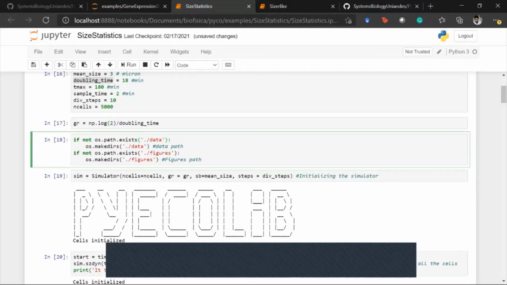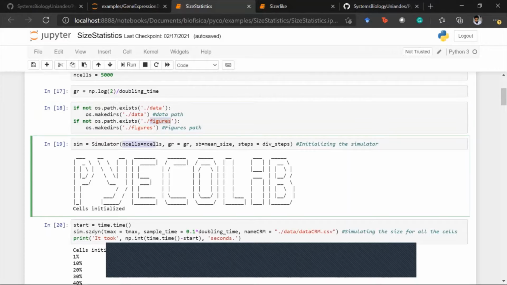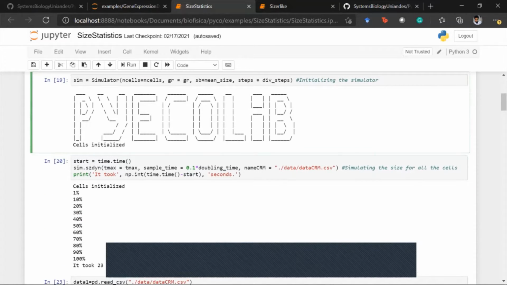Here we make these folders, one folder for the data and the other folder for figures. And first we define the simulator using the number of cells, the error rate, the mean size at birth, and the division steps. So we can run this SDIM using a sample time of 0.1 times the doubling time and exporting the data to this folder.